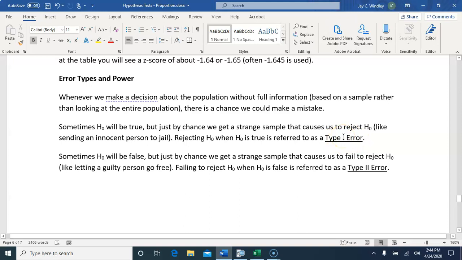Sometimes H0 will be false, and just by chance, we get a strange sample that causes us to fail to reject H0. And when we fail to reject H0, even though H0 is false, this is referred to as a type 2 error.